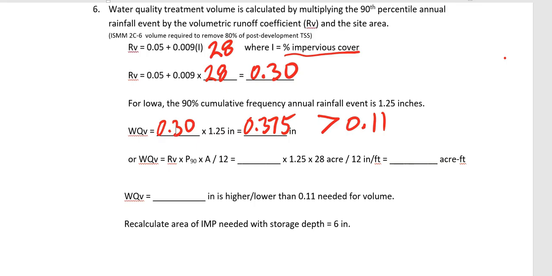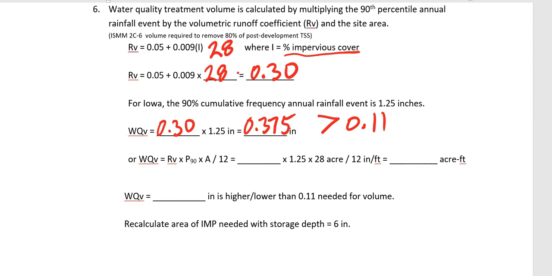Although you could argue that if there's one for water quality that does not also remove volume, maybe you treat that a little bit differently. But we're going to go with that. So it's 0.375 inches. That's greater than the 0.11 inches for the volume.